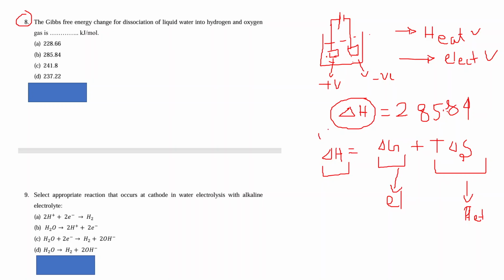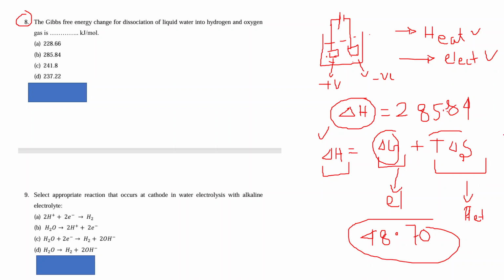You know the delta H. You have to calculate delta G. And what is the T delta S? The T delta S is the electrical energy. The T delta S value is 48.70 kilojoule per mole. If we subtract this 48.70 from 285.84, the value will come 237.22. Okay, this is the Gibbs free energy.